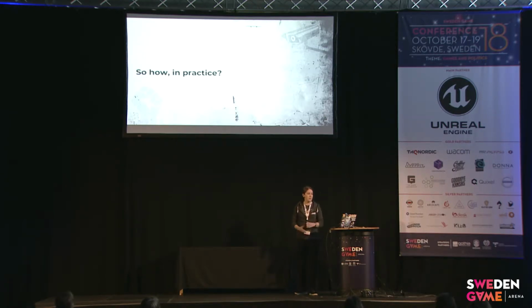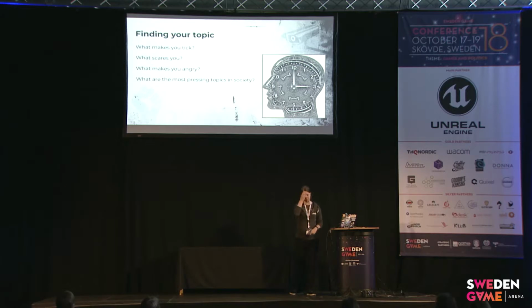All right, so in practice, how do we actually do this? That was a little bit of the background, why we should do it and what the context is. So in practice, how do we do this? The first thing you need to do if you want to make a politically charged game is try to think of what makes you tick, what's the thing that keeps you up at night. What makes you angry and what makes you want to change the world, basically. I think we all have those questions that really burn in our brain sometimes. Or, what are the most pressing issues in society today? What are people talking about?